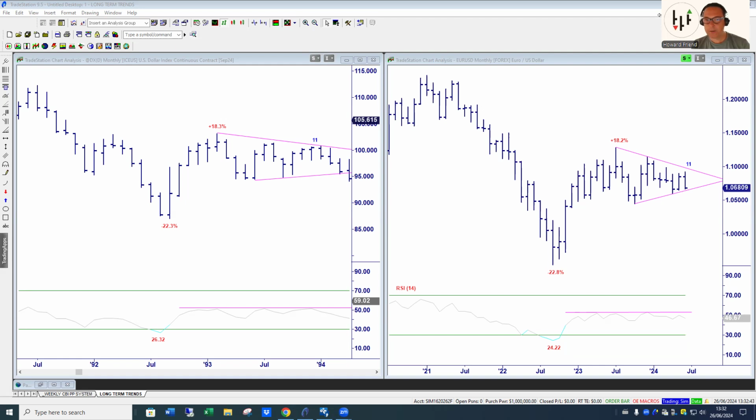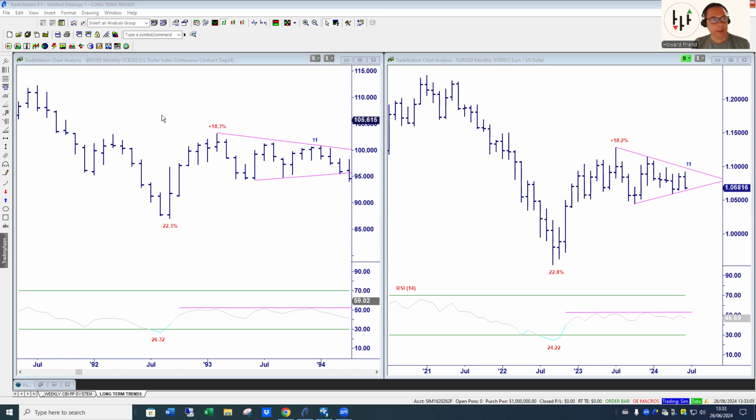Now, the current pattern on the euro dollar on the right-hand chart is a kind of symmetrical triangle, although maybe slightly with a bearish skew to it. Now, that pattern basically, for me, is a mirror image almost of something that we saw on dollar index way back in the early 90s on the left-hand chart.